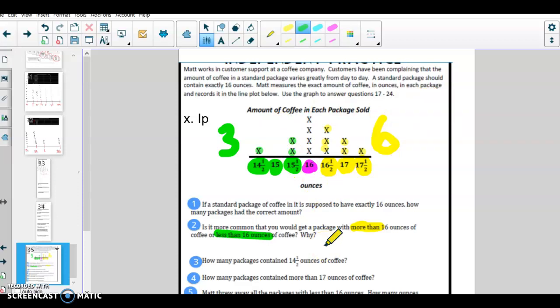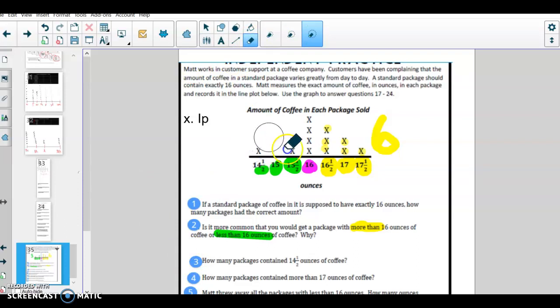So is it more common, or would you more often get a package with more than 16 ounces or less than 16 ounces? Well, which one seems to occur more often? That would be the one that you would put for answer 2. Okay, question number 3.